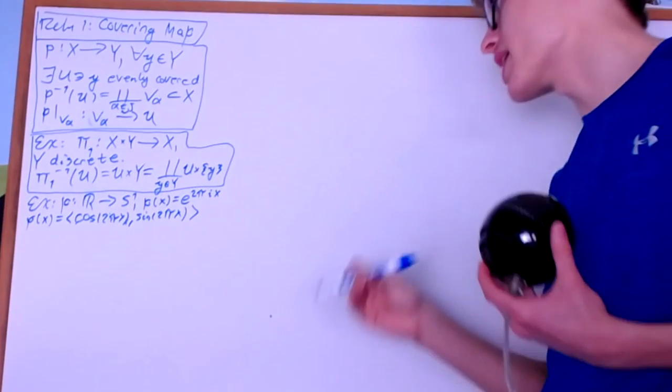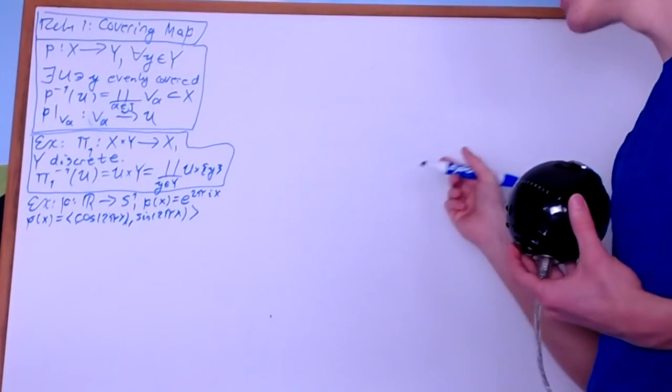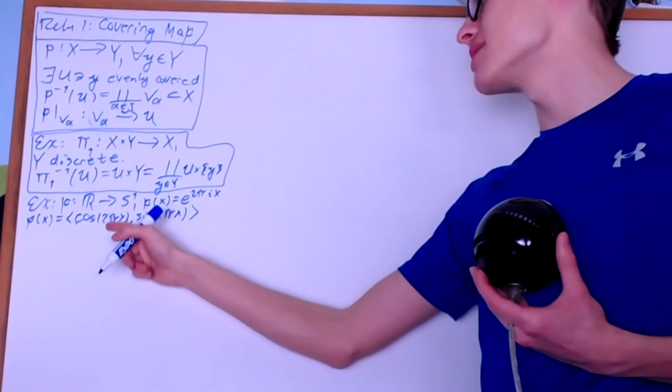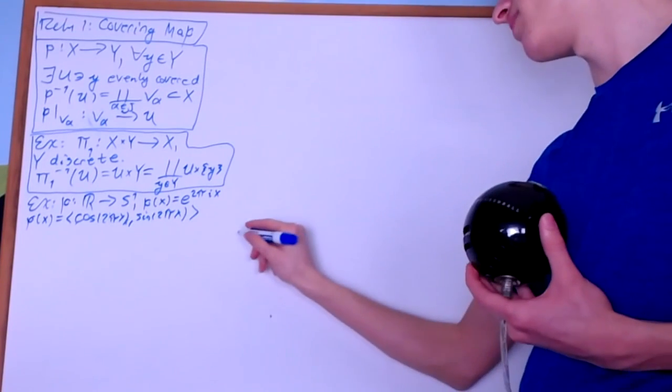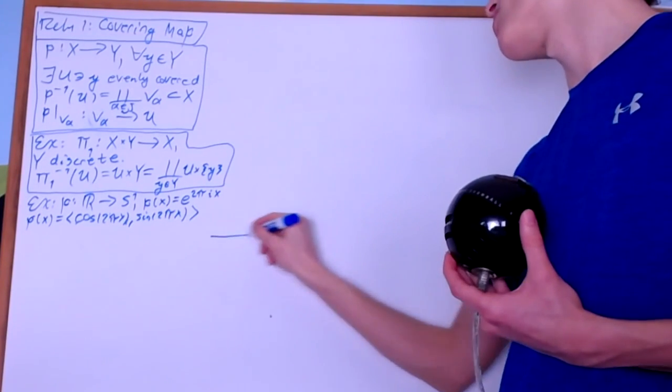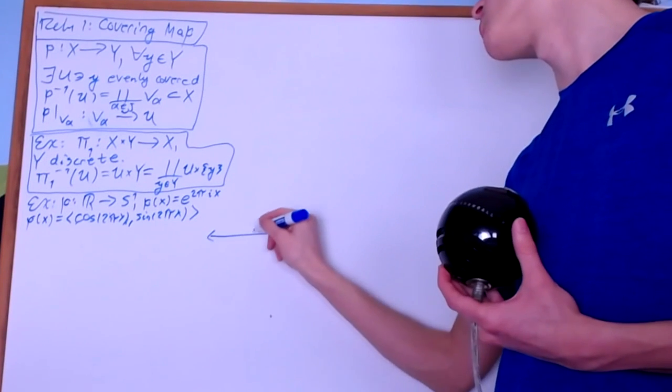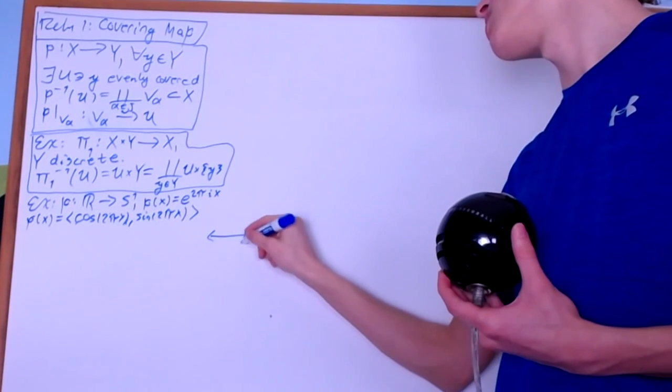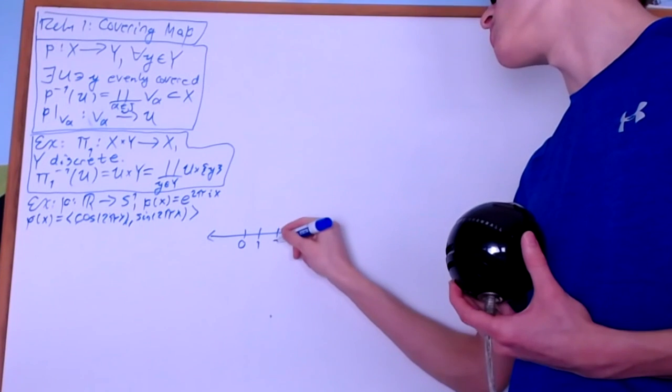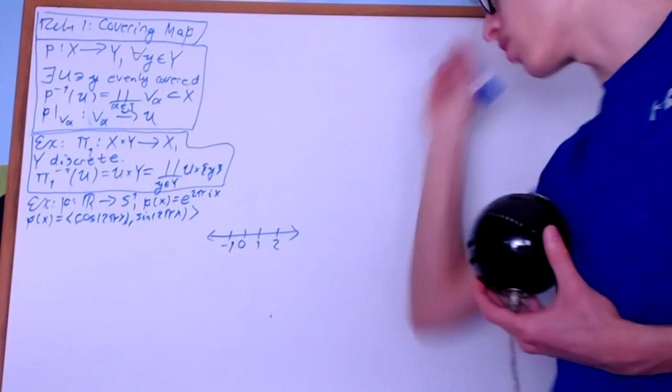Remember Euler's identity. So what is this map? Well, you might recognize it as a parameterization of the circle. So if we have our number line here, let's go ahead and say this is 0, this is 1, this is 2, this is -1.